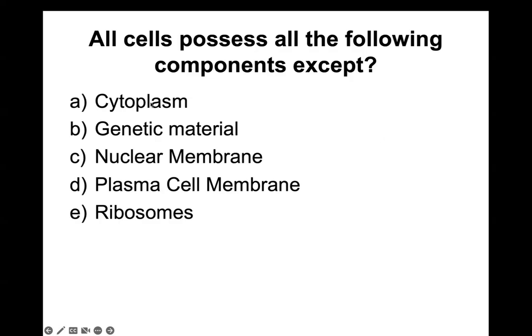Okay, so all three cells have cytoplasm. All three cells have genetic material. All three types of cells do not have a nuclear membrane. Bacteria cells do not have nuclear membranes. They have genetic material, just it's not contained in a membrane. It's just free floating in the cell, okay? Plasma cell membrane, yes, they all have that, and they all need ribosomes. So nuclear membrane was the outlier because prokaryote bacteria cells do not have them.